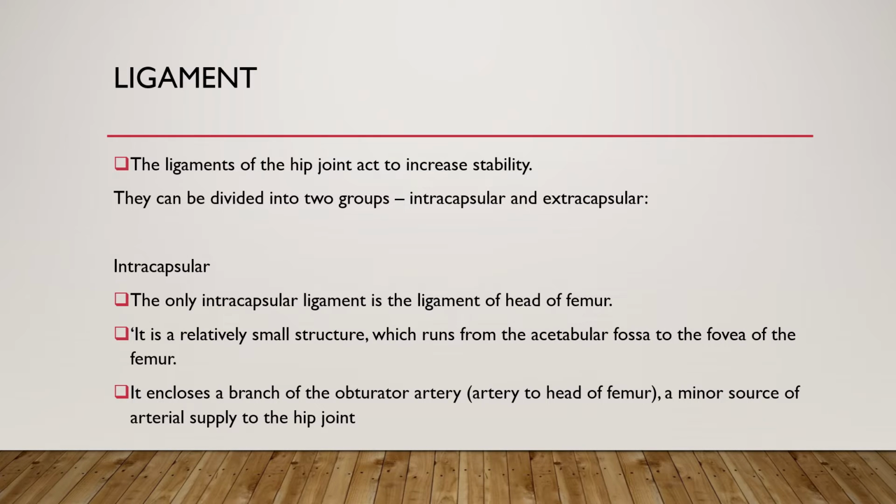The ligaments. The ligaments of the hip joint act to increase stability. They can be divided into two groups, intracapsular and extracapsular. The intracapsular ligament is the ligament of the head of the femur. It is a relatively small structure which runs from the acetabular fossa to the fovea of the femur. It encloses a branch of the obturator artery, a minor source of arterial supply to the hip joint.